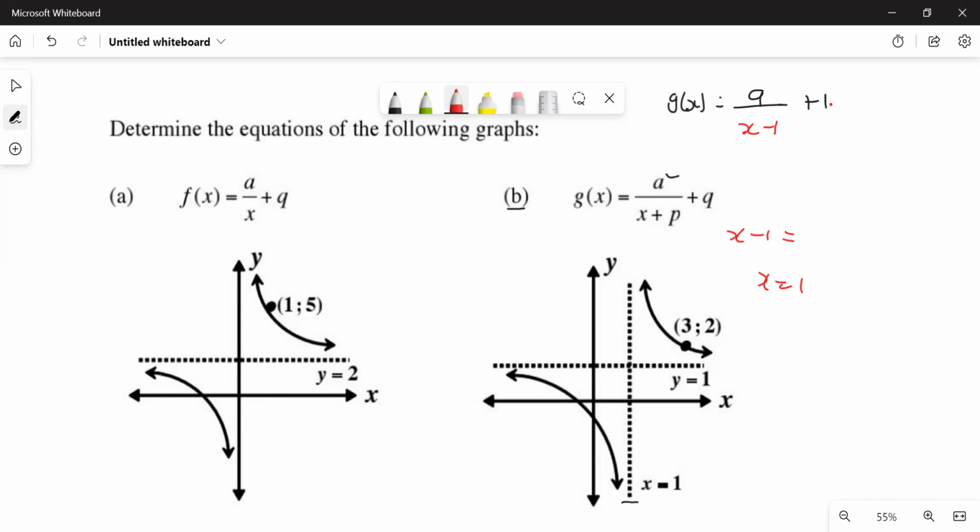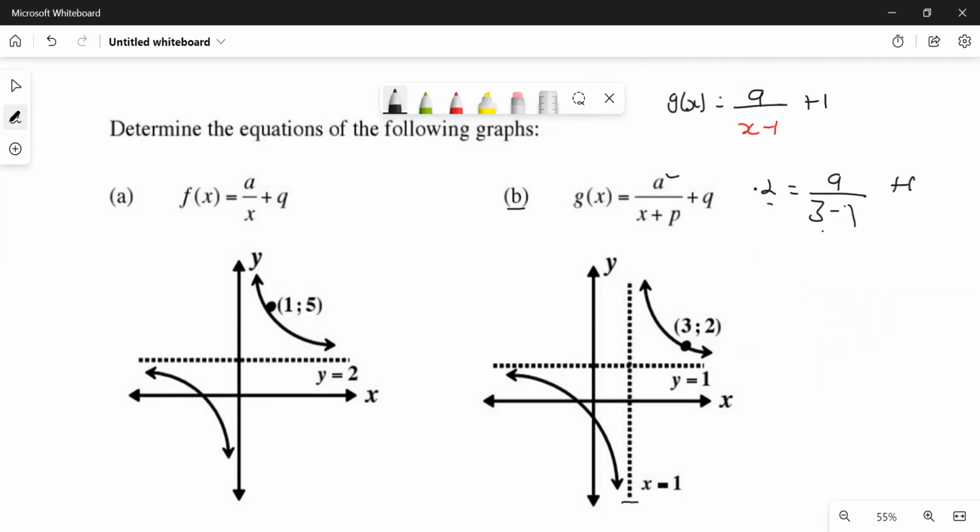Okay, now that we have these two, the only one still missing is A. How would I then get A? I'm going to get A by using the point which is given here. I'm given that I have 3, 2. Then I can say I have 2, which is equal to A all over, instead of x here, I am going to put 3 minus 1. Y is 2. And then what is x? It's 3 plus 1.